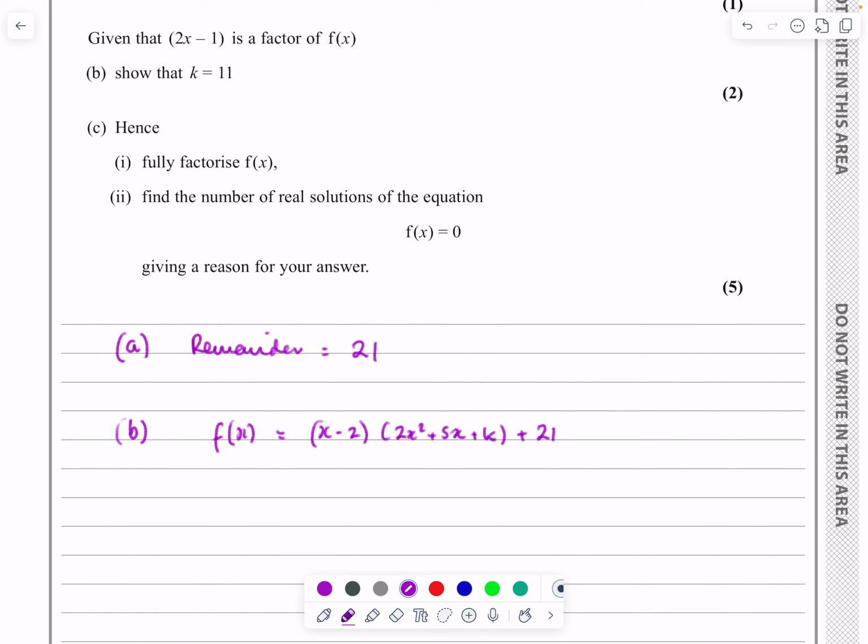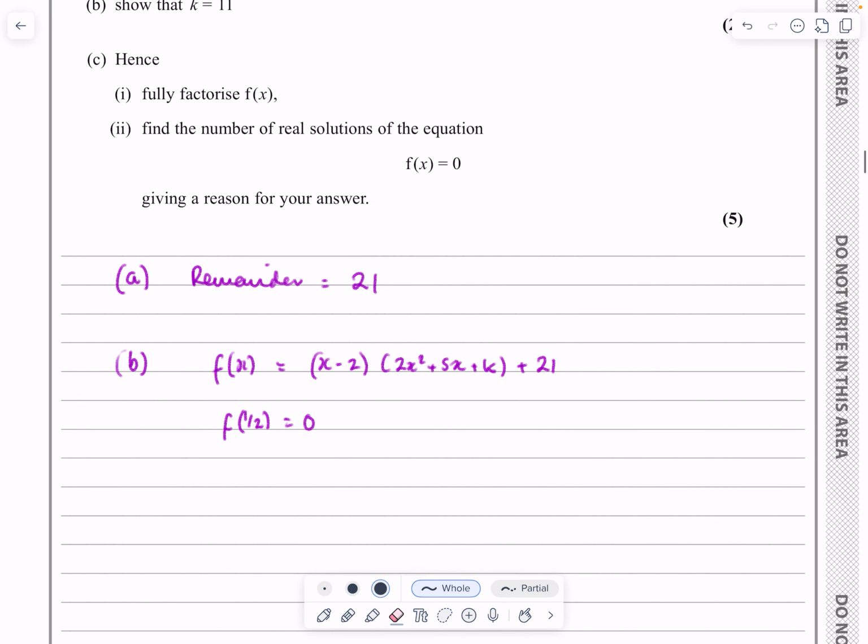So if we're saying 2x minus 1 is a factor, then we're saying that f of a half is equal to 0. Why? Because if it's a factor, then 2x minus 1 equals 0, 2x equals 1, x equals a half. That's where I'm getting my half from to put into my function. So what does f of a half work out to be?